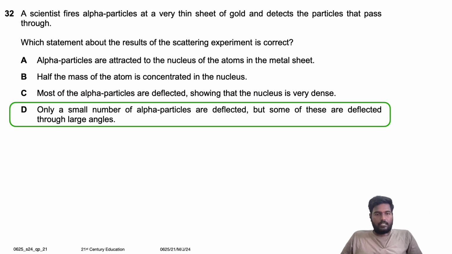Most of the alpha particles are deflected, showing that the nucleus is very dense. No, only a very small number of alpha particles are deflected, not most. So only a small number of alpha particles are deflected, option D. But some of these are deflected through large angles. So this is the right one.